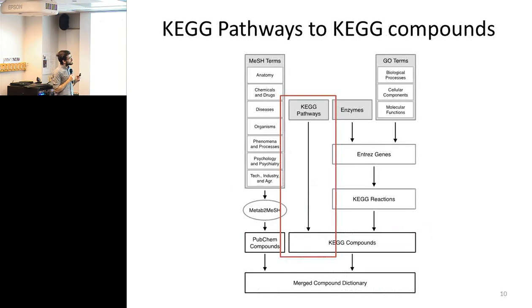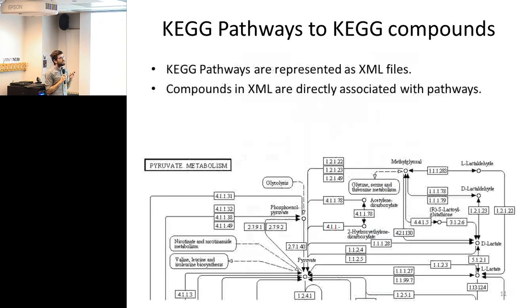So the next database that we use is KEGG Pathways, and this is actually rather straightforward because you can just get KEGG Pathways as XML files, and contained in the XML files are all of the compounds that are in that KEGG pathway. So this is rather straightforward.